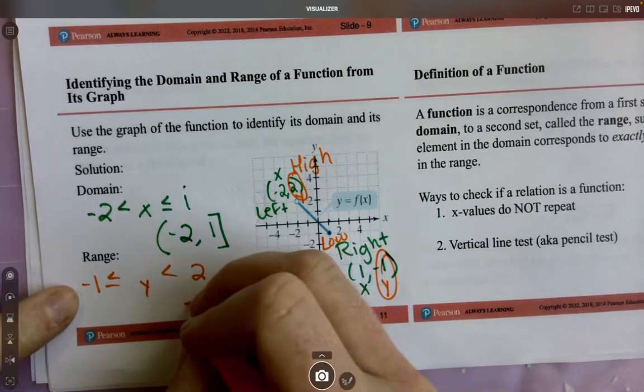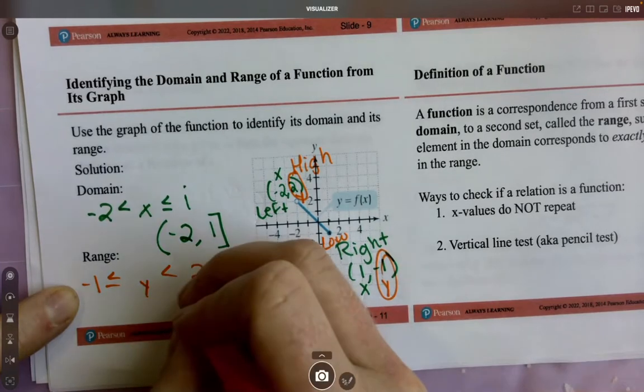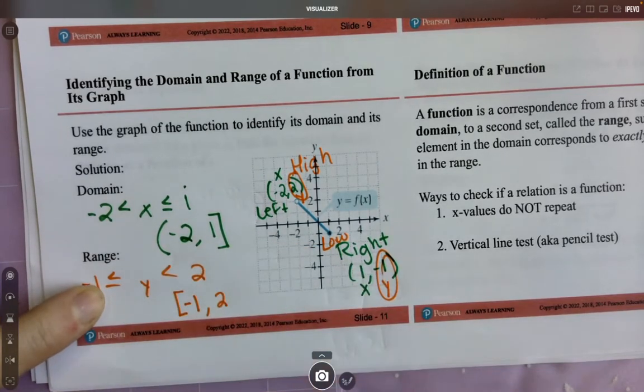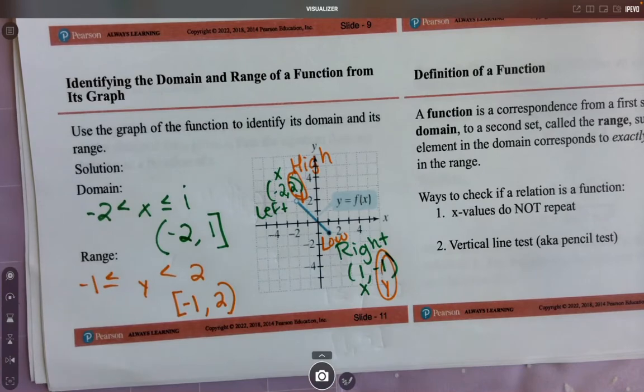So when we put it in our interval notation, it's going to be written like this. The bracket's going to go on the -1 because it has less than or equal to. 2 is our parenthesis. So that is domain and range.